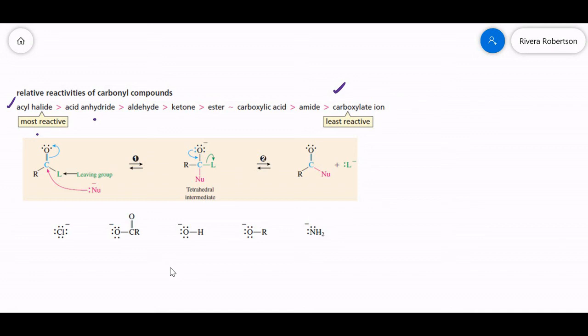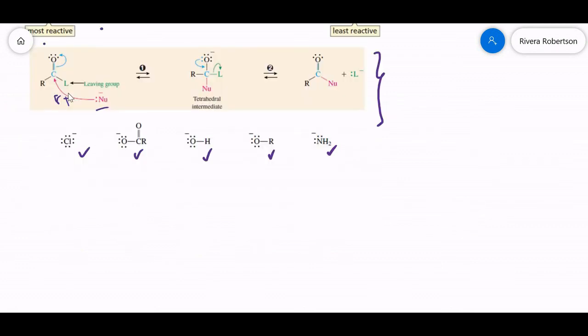Now, the chloride, the carboxylate, hydroxyl group, alkoxide, and you have your amine. They are poor leaving groups. However, in this reaction, they can be leaving groups primarily because the attack of the nucleophile on your partially positive carbon is the rate limiting step. Based on the reaction mechanism, it is the attack of the nucleophilic species towards the partial positive carbon.